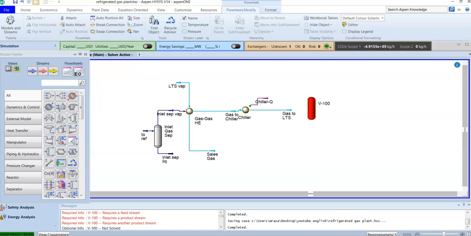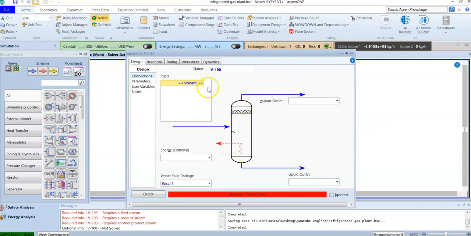In this video, we are going to add our low temperature separator. This separator is not different from this one. It's a two-phase separator, but the difference is it will be operating at lower temperature. My inlet stream is the gas to low temperature separator, and this is our inlet. We have two outlets, the vapor and the liquid. This one will be LTS vapor, and the liquid outlet will be LTS liquid.